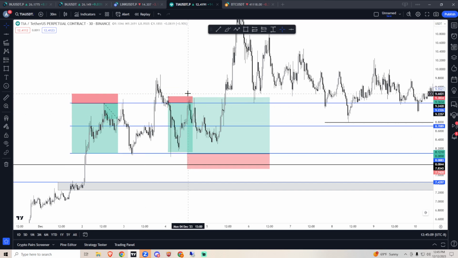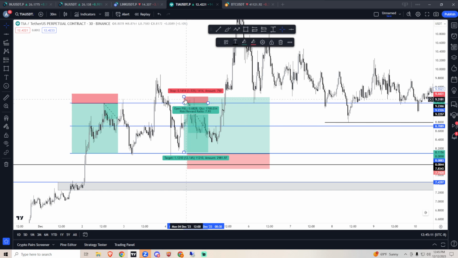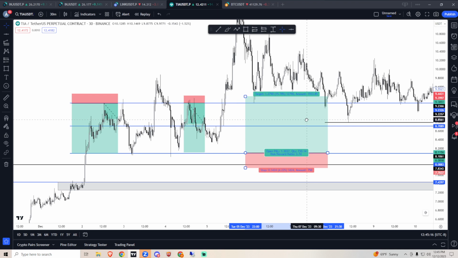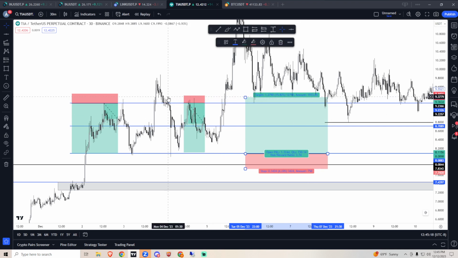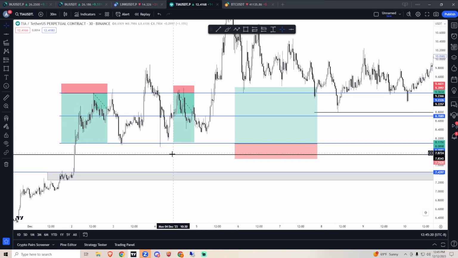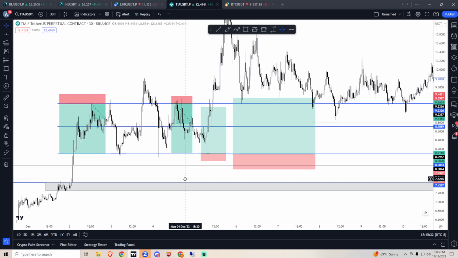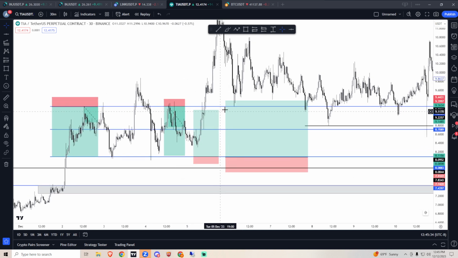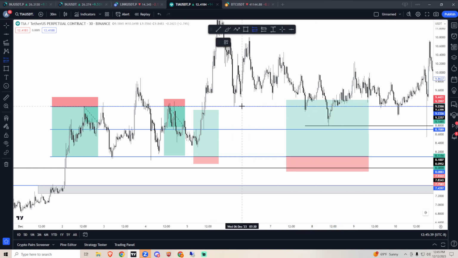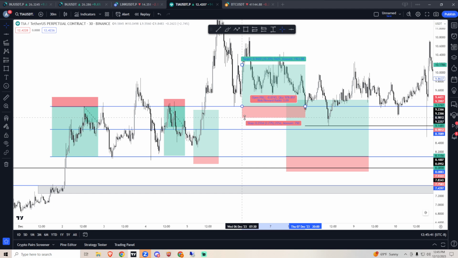Got to move down, right? If you shorted here again, stops above the high. This high, right? You could have longed down there, stops probably below the wick here. Or if you're a little bit more risk tolerant, you can just give yourself some more breathing room. Okay, reclaimed range highs. Stops probably somewhere here.